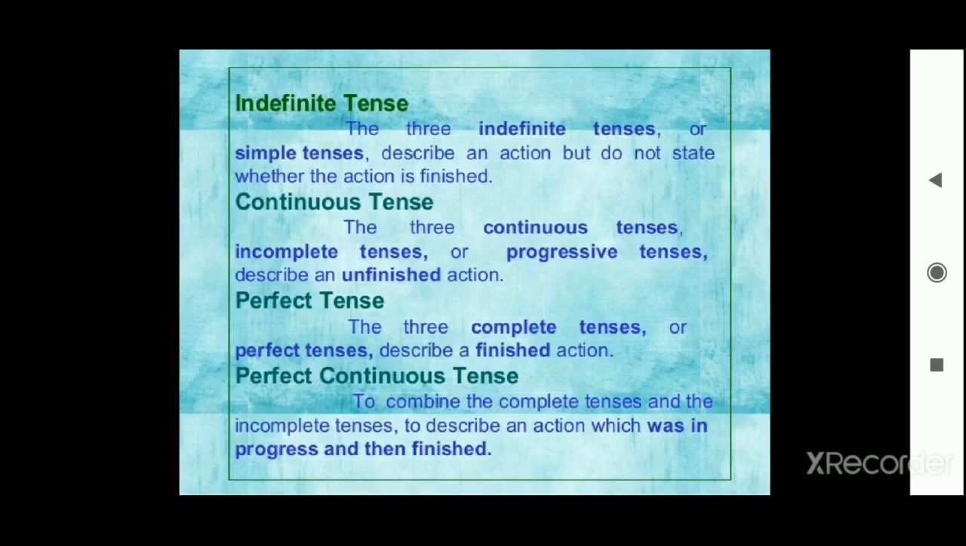Perfect tense. The three complete tenses or perfect tenses describe a finished action. In the same way, present perfect tense, past perfect tense and future perfect tense. Perfect continuous tense. To combine the complete tenses and the incomplete tenses to describe an action which was in progress and then finished.